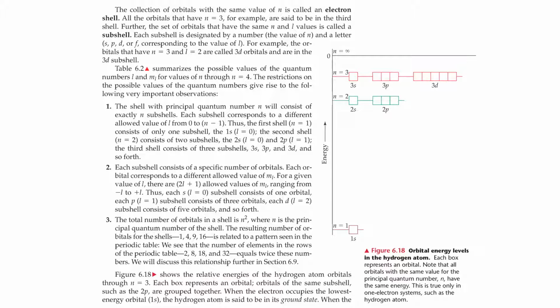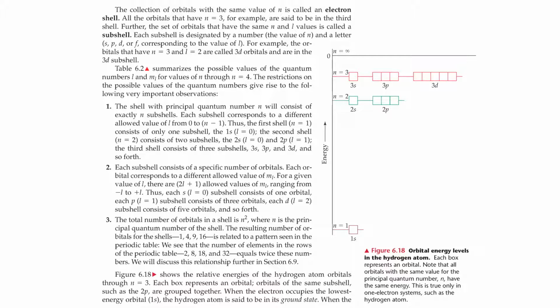Each subshell consists of a specific number of orbitals. Each orbital corresponds to a different allowed value of m sub L. For a given value of L, there are 2L plus 1 allowed values of m sub L, ranging from negative L to positive L. Thus, each s, L equals 0, subshell consists of one orbital, each p, L equals 1, subshell consists of 3 orbitals, and each d, L equals 2, subshell consists of 5 orbitals, and so forth.